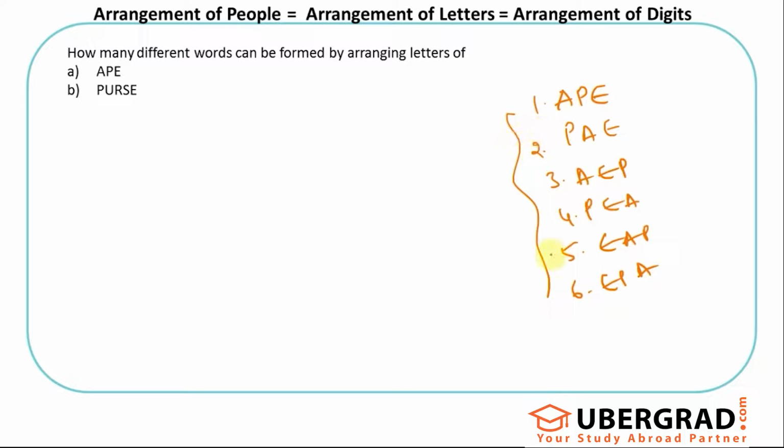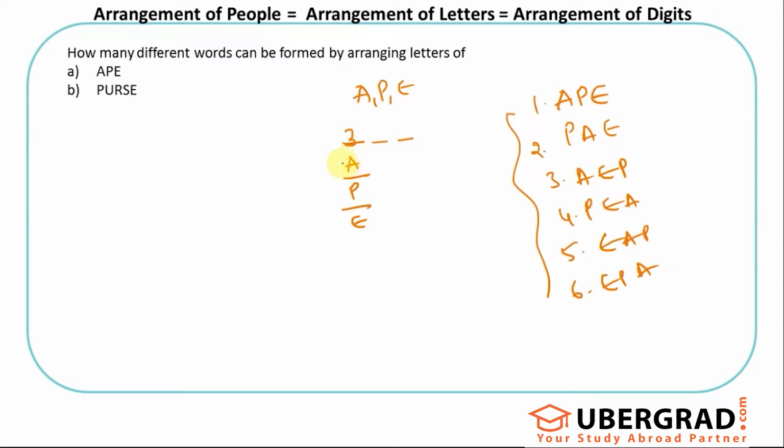Obviously, this is a tedious approach. For APE it's fine, but for longer words it's going to be really hard. So, the simple thing is this. I have 3 letters, APE, and I have to make a 3-letter word. So think like this: I have A, P, and E that I can put in these 3 slots. How many options do I have for the first blank? I can put A, or P, or E. So basically, I have 3 options.